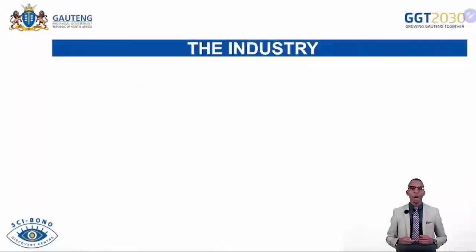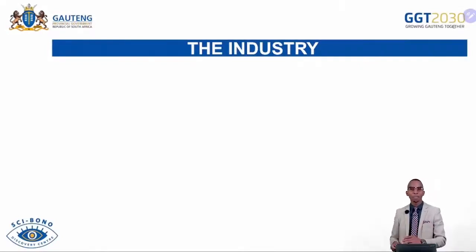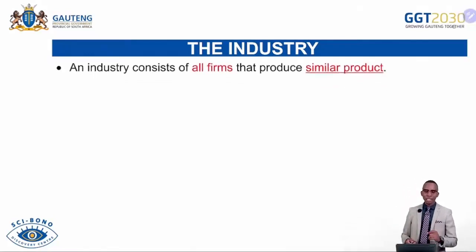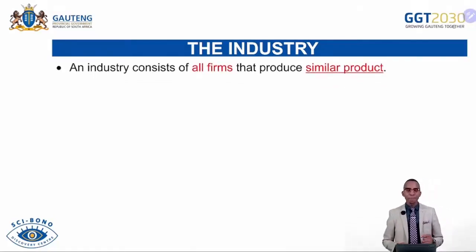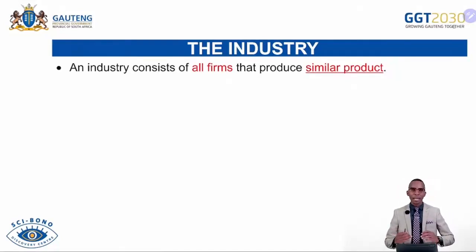So now let's talk about the industry. What is meant by the industry? How does the industry differ from the firm? How does the industry or the market differ from the individual firm under the perfect market? So an industry consists of all firms that produce a similar or homogeneous product. That is known as the industry. It consists of all firms that are producing a particular product which is similar among them all. We call that the industry.